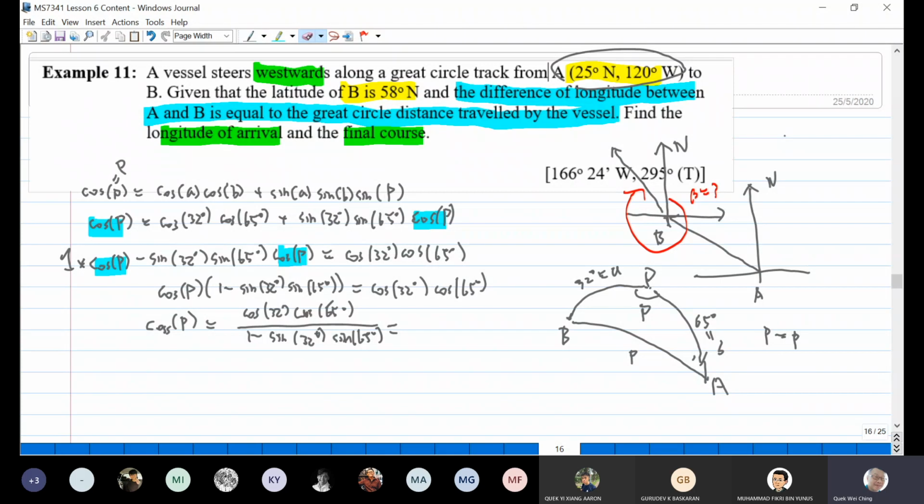Press the calculator, and you find that P is eventually 46 degrees 24 minutes. So this means that this P is 46 degrees 24 minutes.